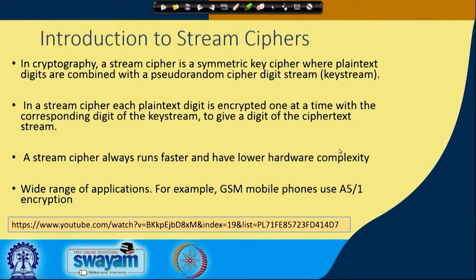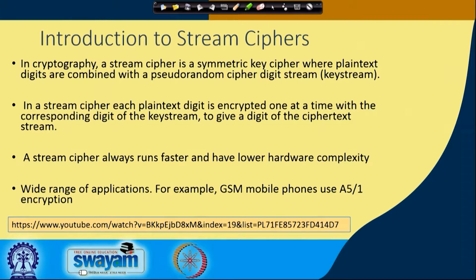To introduce stream ciphers: like block ciphers, stream ciphers are also symmetric key ciphers, where the plain text digits or bits in general are combined with a pseudorandom stream generator or pseudorandom key generator, also called the key stream generator. The idea is that each plain text digit is encrypted one at a time with the corresponding digit of the key stream to give rise to a digit of the cipher text.